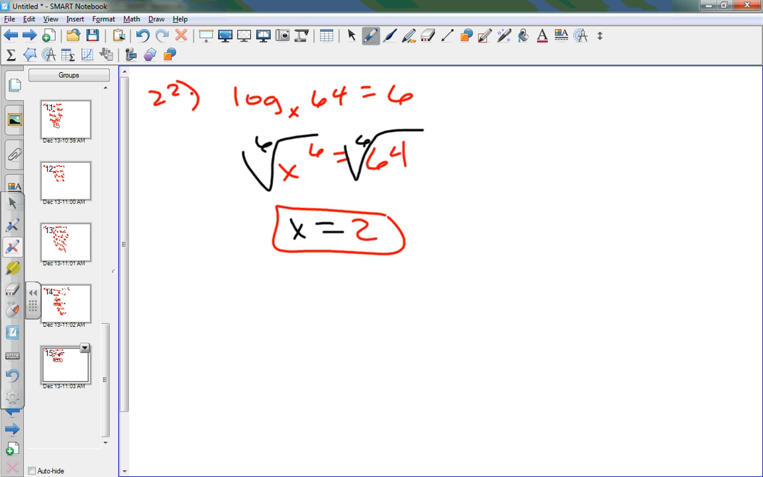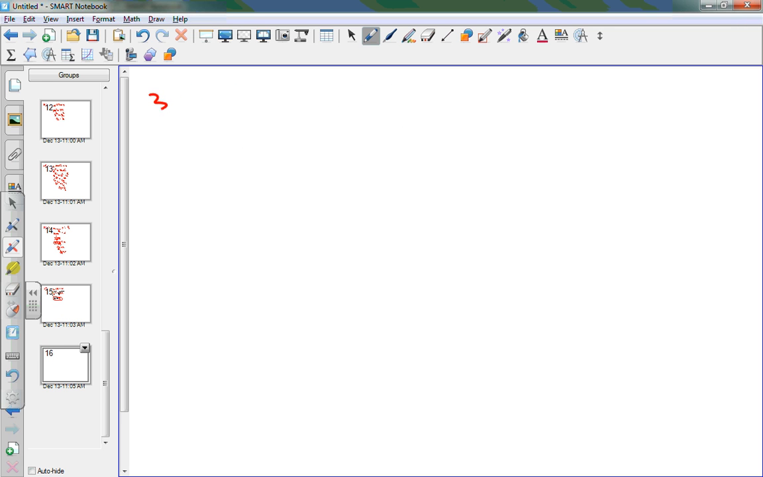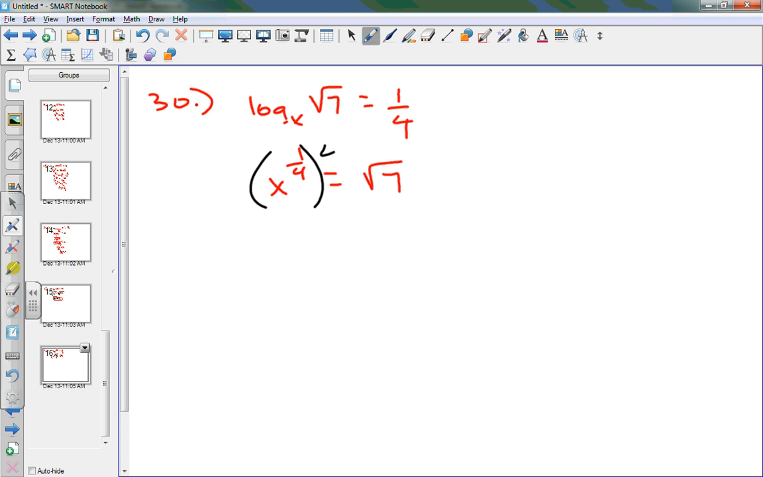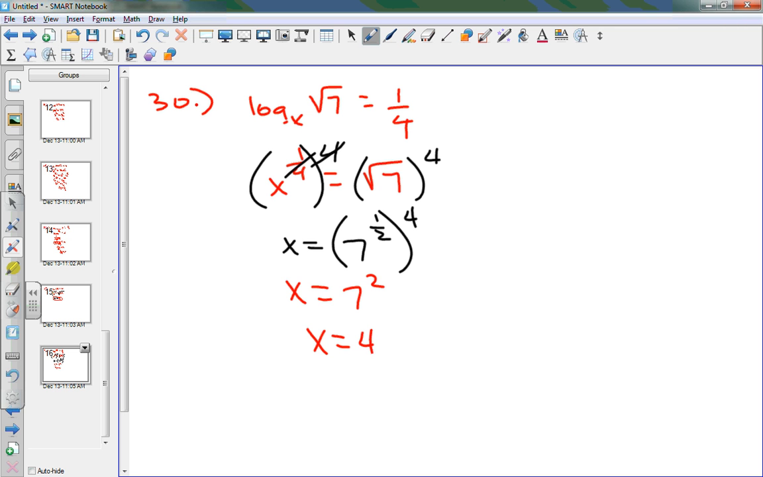Okay, so now, any other questions over 28 through 36? 30. Now, x to the 1/4 is equal to the square root of 7. How do I get rid of the power of 1/4? Raise it to the 4th power. So those are gone, so I'm going to have 7 to the 1/2 power, raised to the 4, right? You see that? So that's going to give you x is equal to 7 squared, so x is equal to 49.